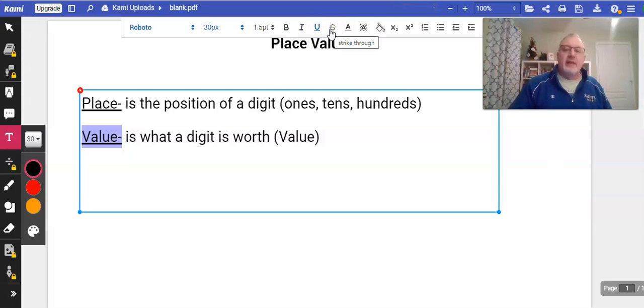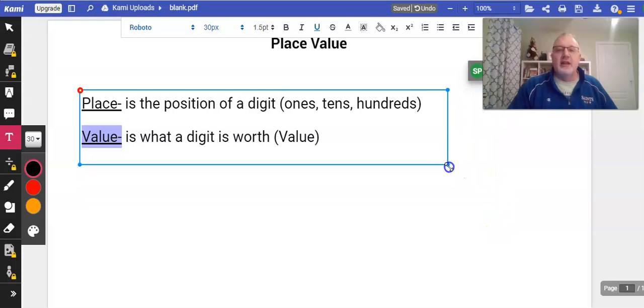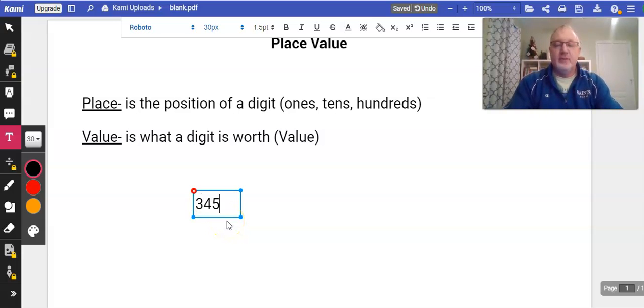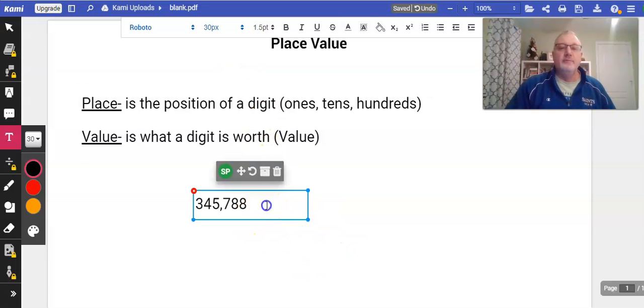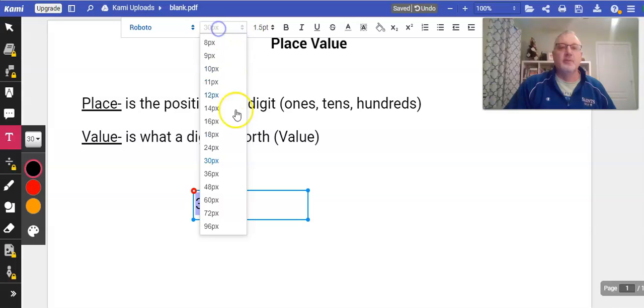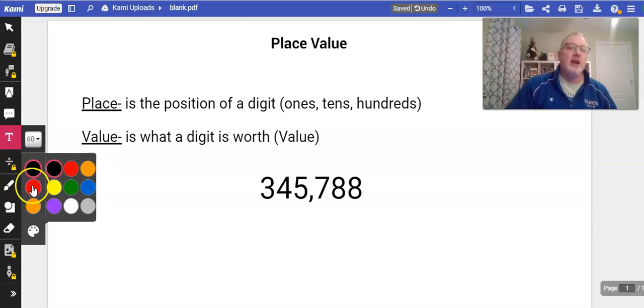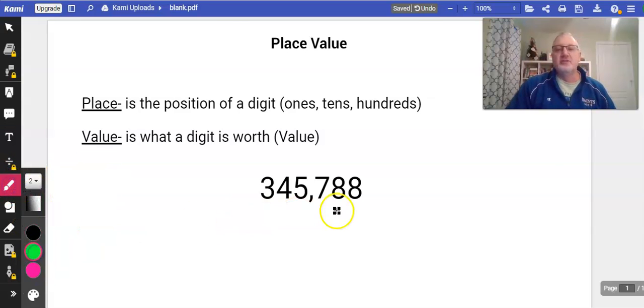So let's do some examples to help you get the gist of what we're talking about. If I pick a number, and I'm just going to make up any old number, it doesn't really matter. I'm going to make this a little bigger for us to look at. So we've got this number here, and I'm going to underline this 7. Many times in the curriculum, it'll underline a digit and say, what is the place of this digit? What is the worth of this digit?